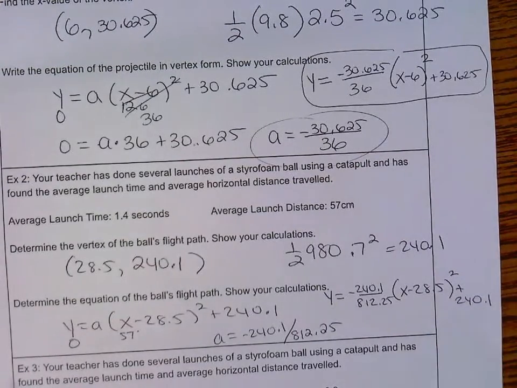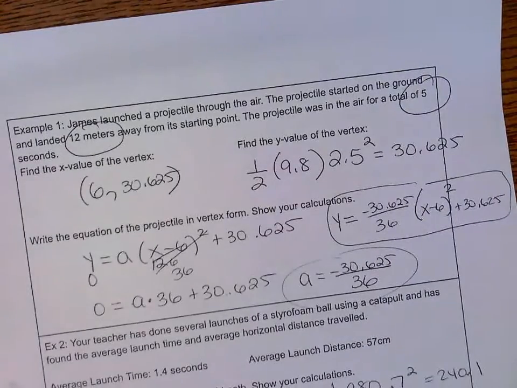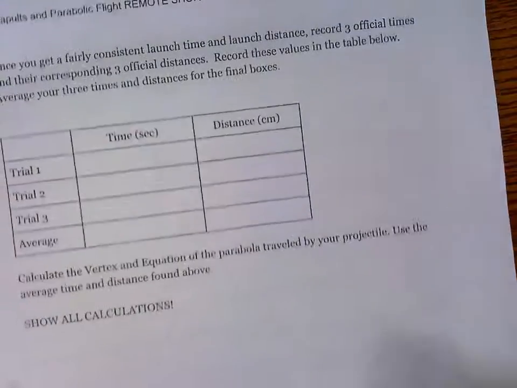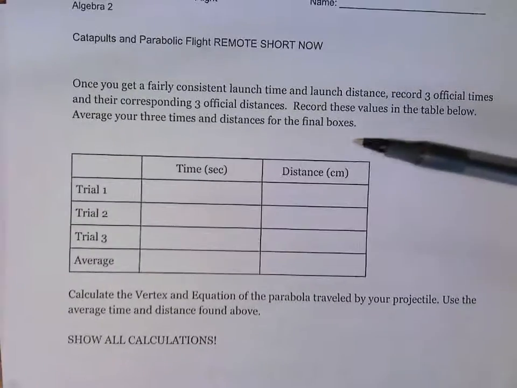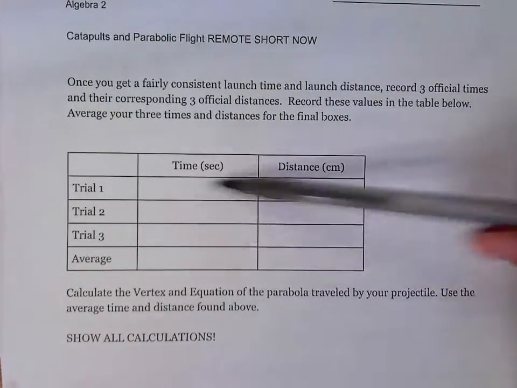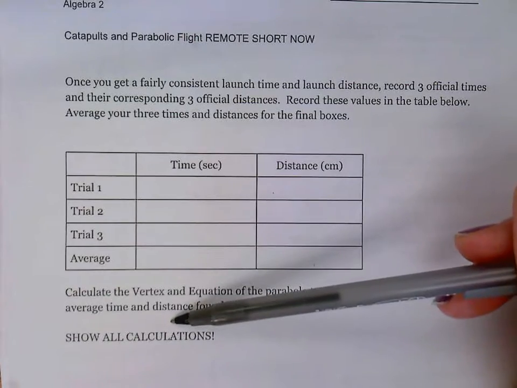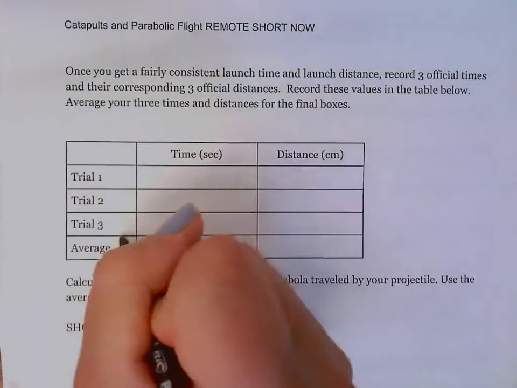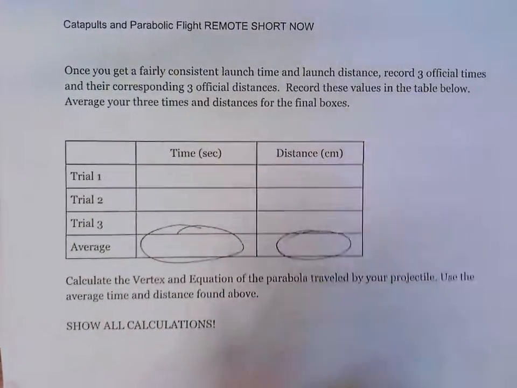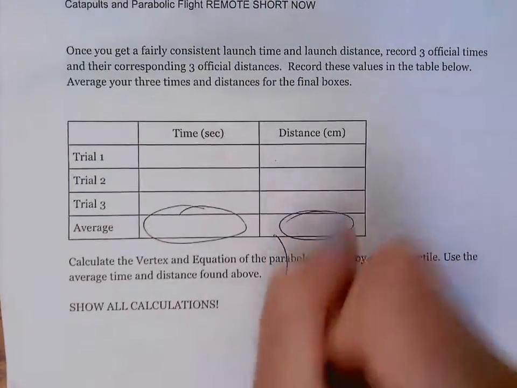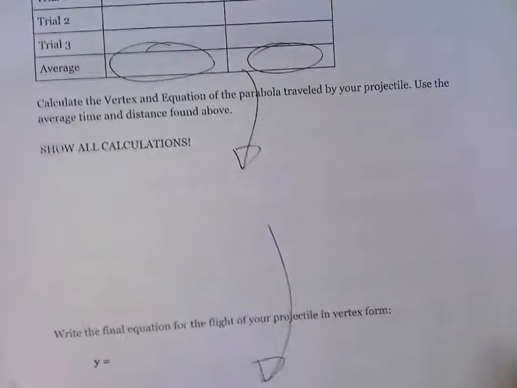So that's what we did together as a class, and then they had to go off on their own and complete these. You could just do it on a scrap piece of paper or print this off Google Classroom. You're doing your 3 trials with your projectile and your catapult so that you can use your average time and your average distance to do your own calculations for your own equation of your projectile.